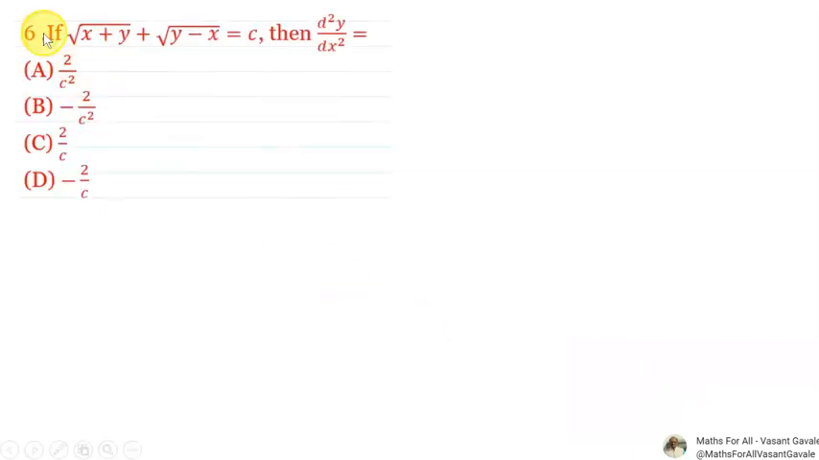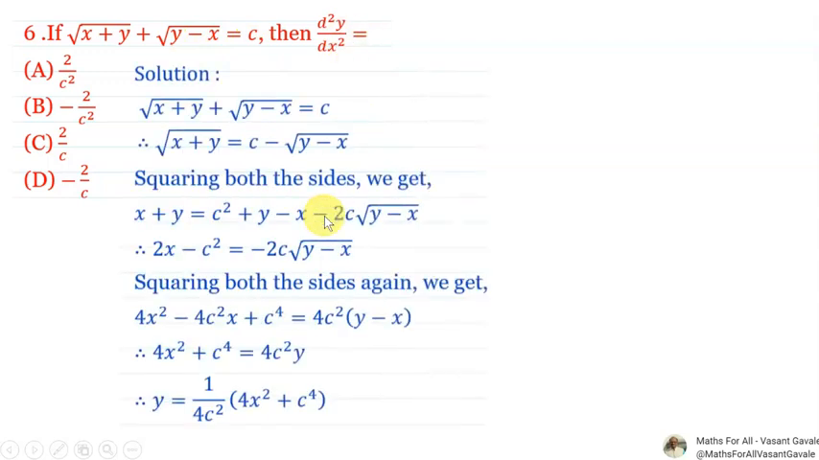नेक्स्ट एक्झाम्पल, if root of x plus y plus root of y minus x is equals to c, then find d2y by dx square, higher order derivative with it. Okay, root of x plus y plus root of y minus x is equals to c. Therefore, root of x plus y is equals to c minus root of y minus x. Squaring on both sides, then you will get here x plus y is equal to c minus root of y minus x whole square.